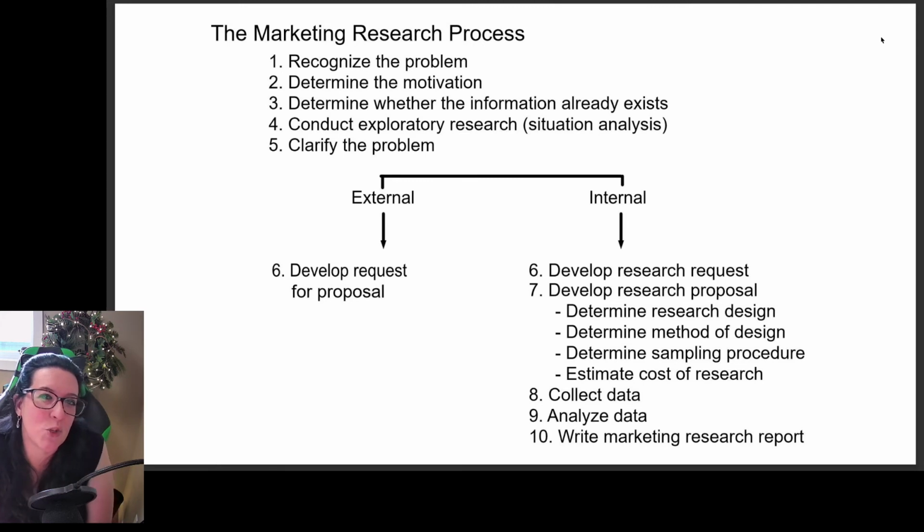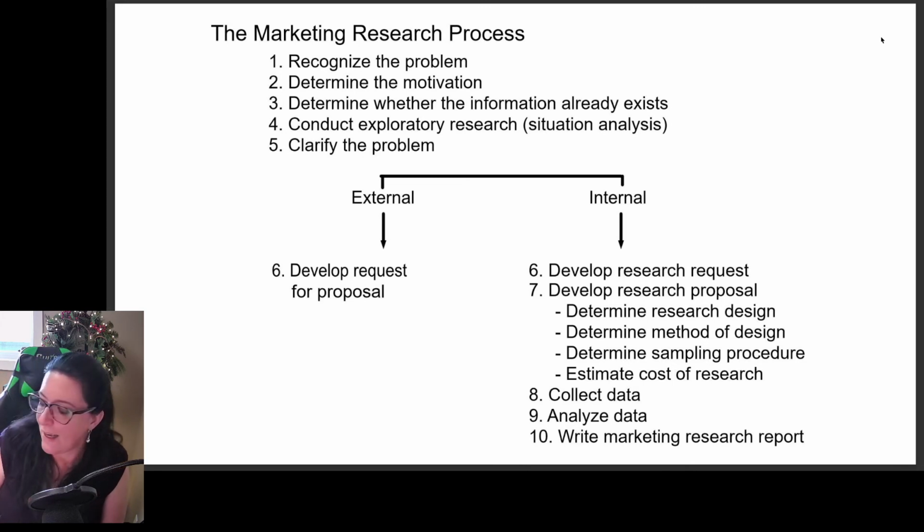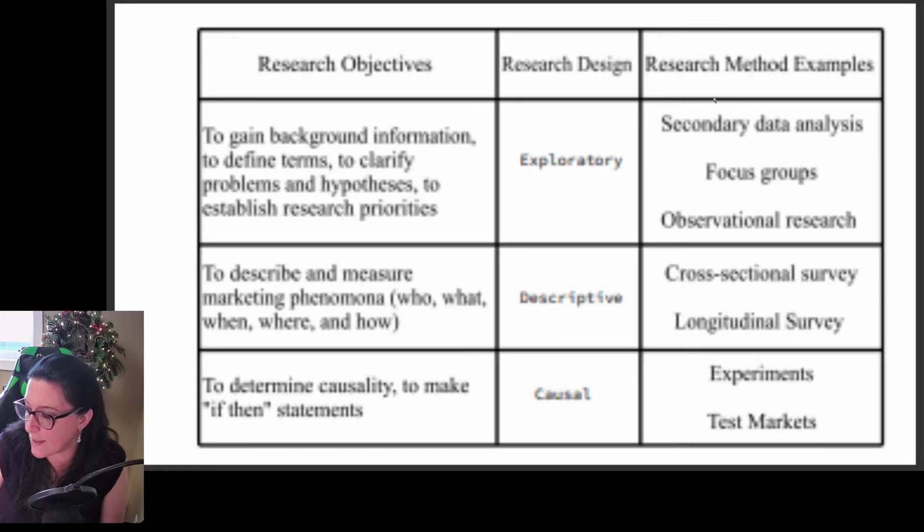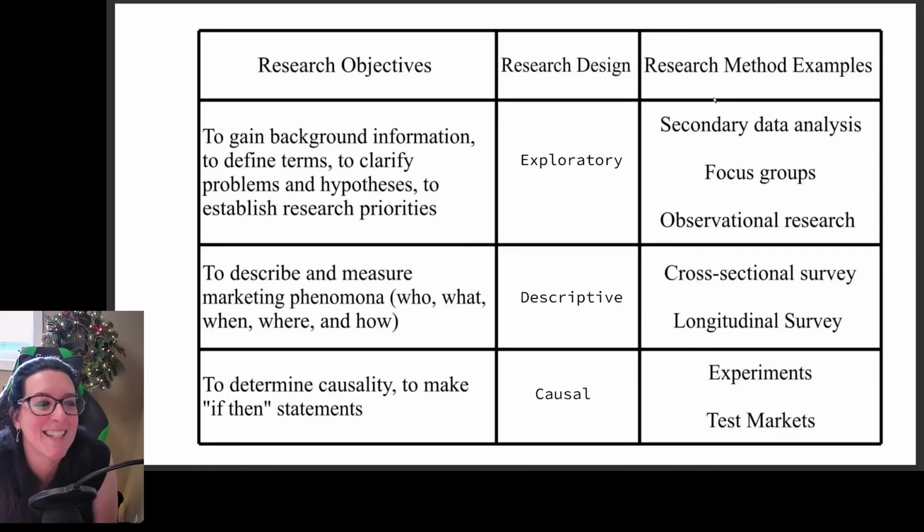So there's a marketing research process, and you can take a course in marketing research at Red Deer Polytechnic. We go through the entire research process in that course, from recognizing the problem, working with a client to see what it is that they're trying to find out. What's driving them to find out this information? Does this information already exist? If the information they're looking for already exists, this is what we call secondary data analysis. So secondary data analysis, somebody else gathered the information for a different purpose, and we're going to use that information.